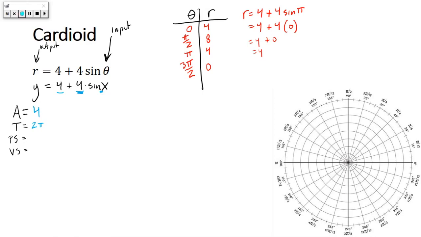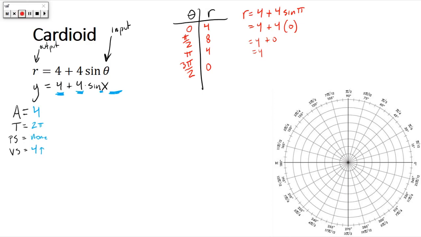The phase shift, if there was something out here that the x was being added or subtracted from the x, we would have a phase shift, but we don't, so there isn't one. The vertical shift is this number here. If it's positive, it's up. If it's negative, it's down. This is positive. So the vertical shift is 4 up.